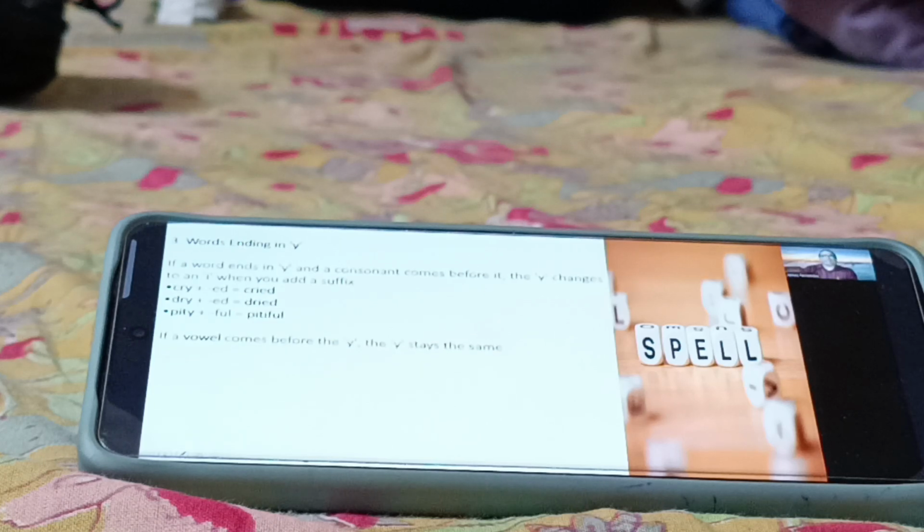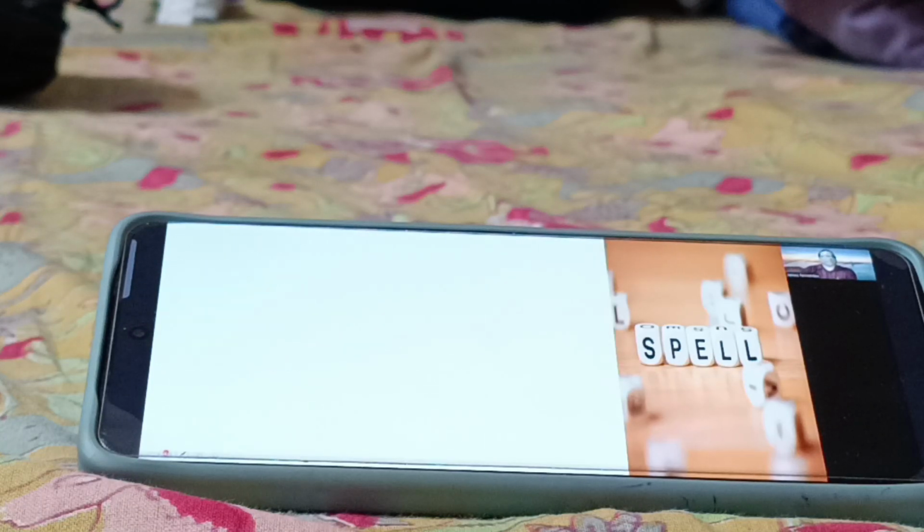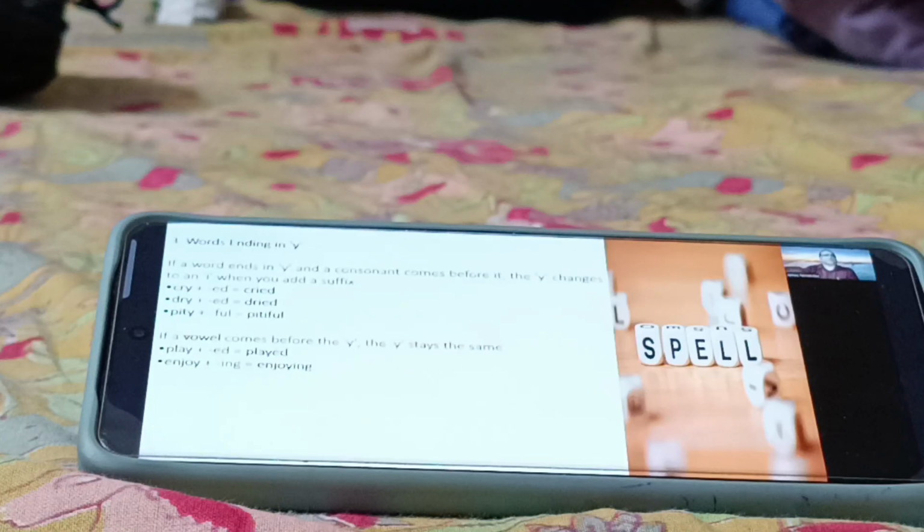So if a vowel comes before the Y, then the Y stays the same. Okay, so we'll see some examples. So play, the vowel A is coming before Y, so we are retaining the Y. So play becomes played, we're just adding ED. Enjoy, the vowel is coming before the Y, so we are adding ING. We're retaining the Y. So here again, you understand? So consonant before the Y, we're replacing the Y with I. And here the vowel before the Y, so we are retaining that. Okay.